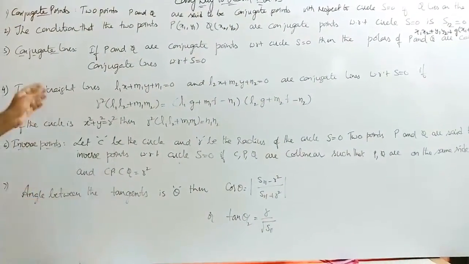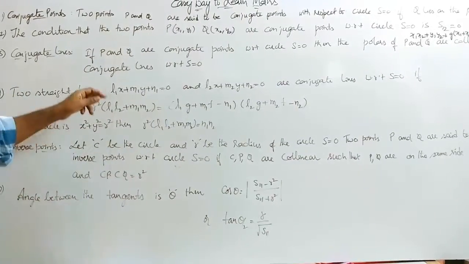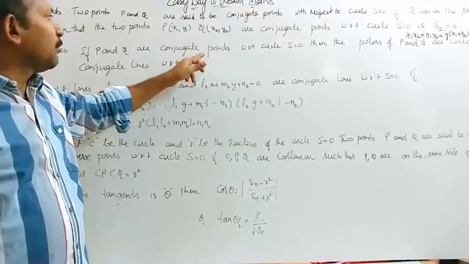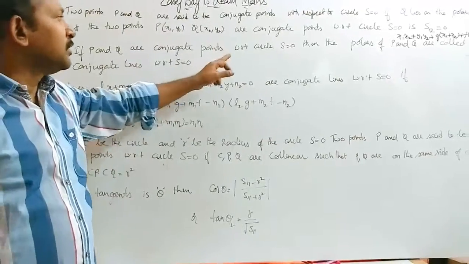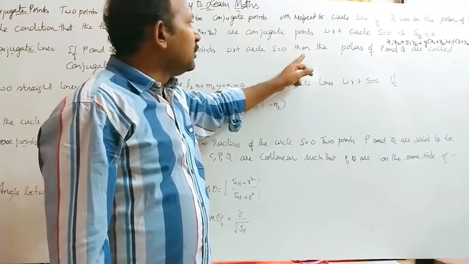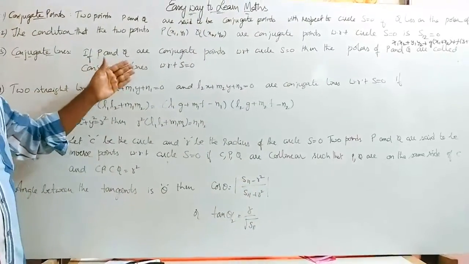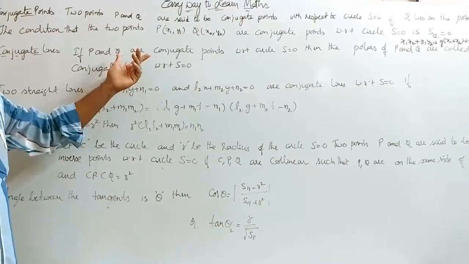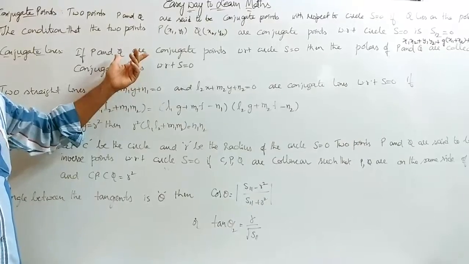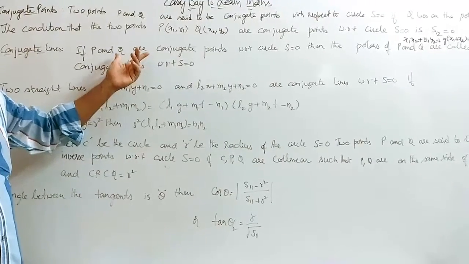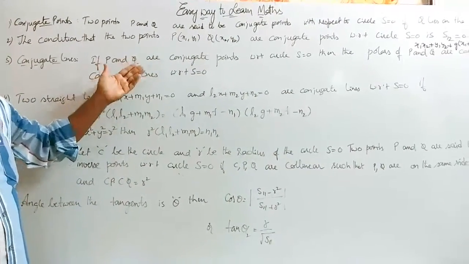Next, conjugate lines. If P and Q are conjugate points with circle S equal to 0, then the polars of P and Q are called conjugate lines. If the points are conjugate points, then the respective polar equations are called conjugate lines.